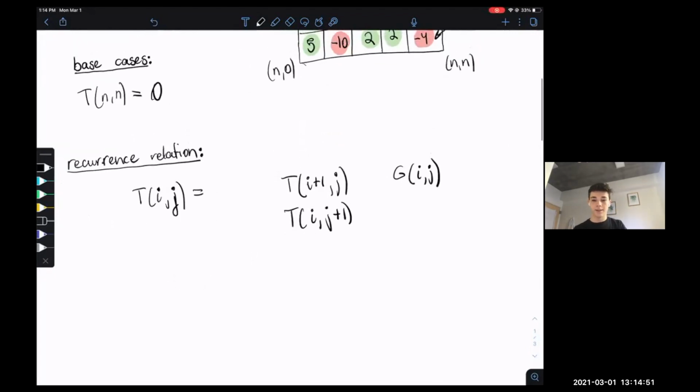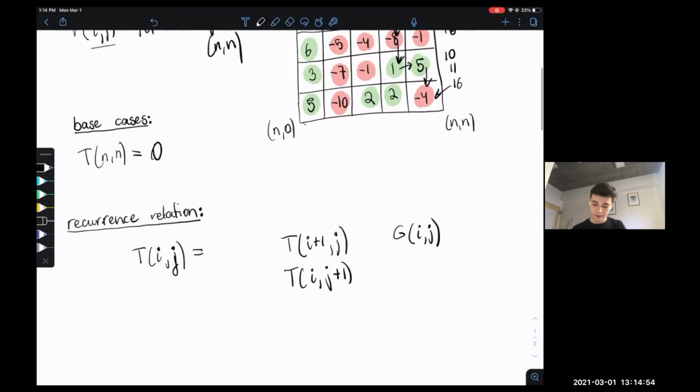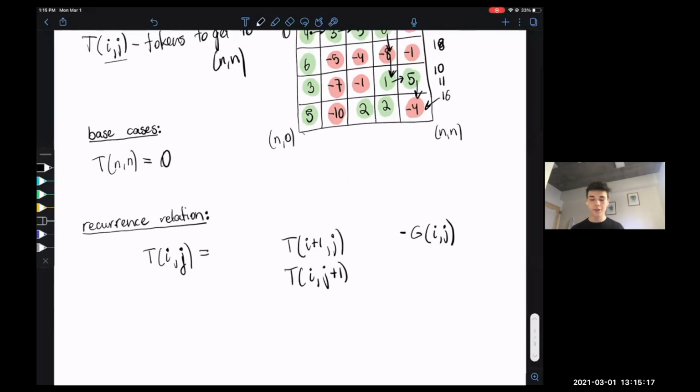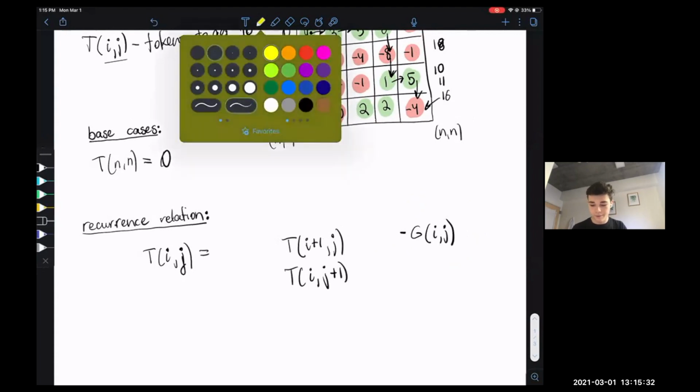If G of i,j is negative, that means we're going to have to pay. So to step out of cell i,j, we're going to need to have at least negative G of i,j tokens. Right. So if G of i,j is negative, if we need to pay to step out of the cell, we know that to get anywhere from point i,j, we'll need to at least have this starting value.